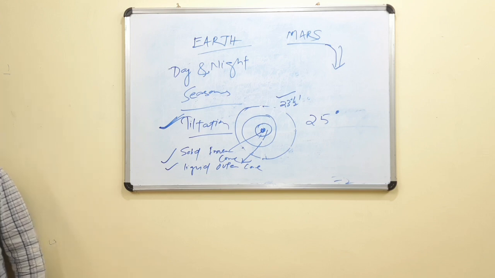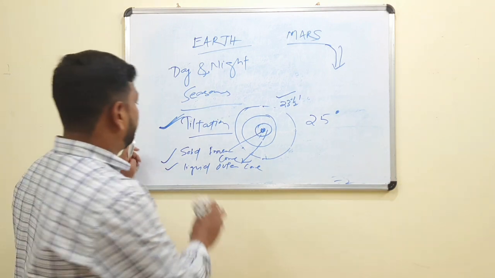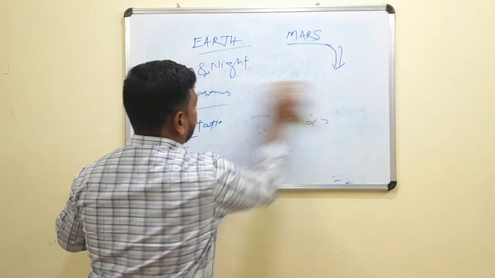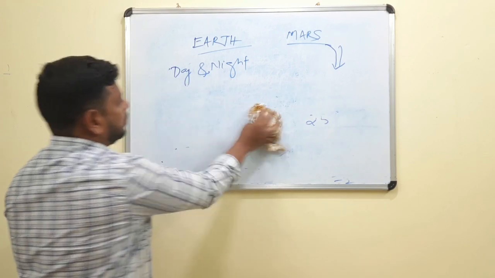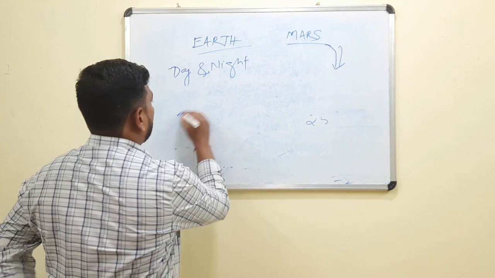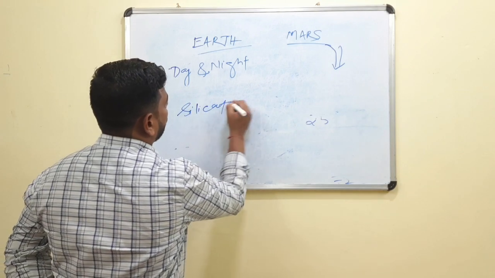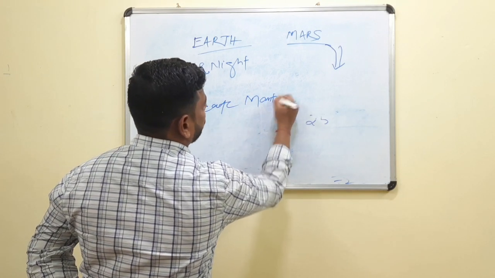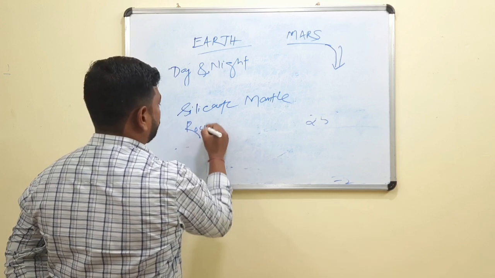Next, mantle: silicate mantle and rocky crust. Silicate mantle and rocky crust.